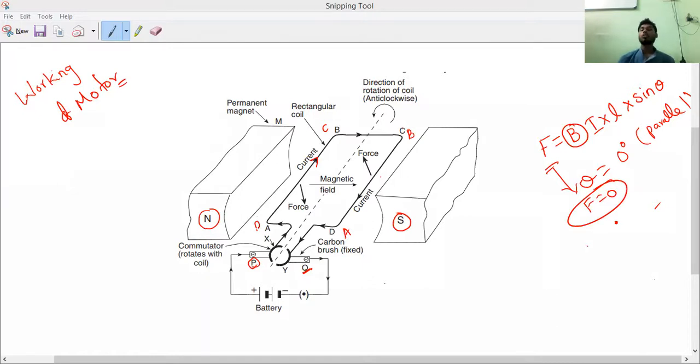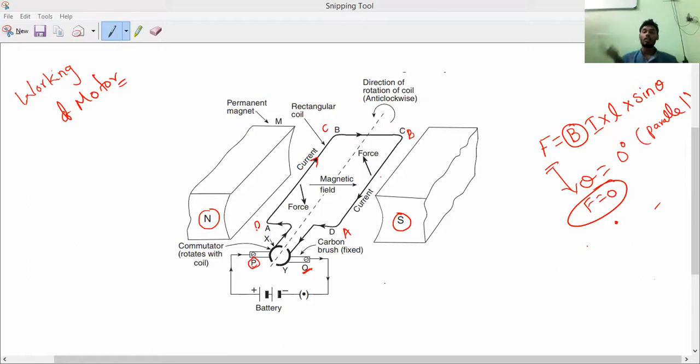Understand, guys? So the CD coil will push up and the AB coil will go down. After making half rotation, the CD coil will come to the AB place, so the CD coil will be pushed down and the AB coil is pushed up. So after half rotation, whichever is touching the carbon brush P will take in the current, and whichever is touching the carbon brush Q will take out the current. So that is what you have to remember.